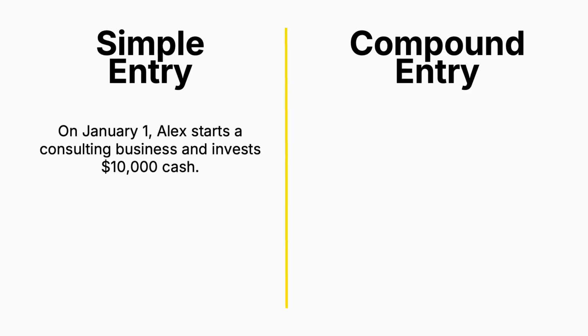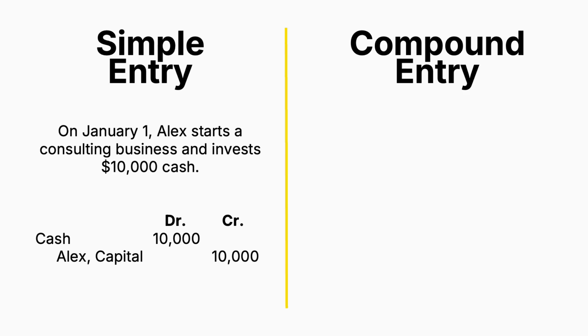On January 1, Alex starts a consulting business and invests $10,000 cash. Now, this is a very straightforward transaction. Alex is putting money into the business, and in return, the business receives cash. So only one asset is involved here, cash, and one source of funding, which is the owner's capital. So this would be our entry: debit cash for $10,000, credit Alex capital for $10,000. And this is a simple journal entry.